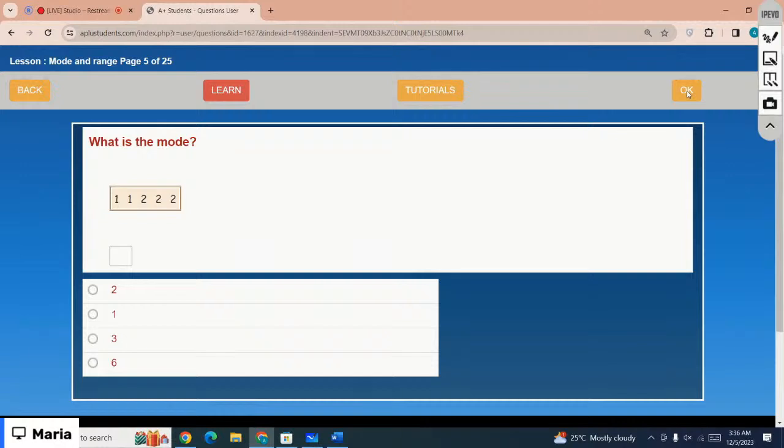The 2 appears 3 times, right? You can see in the data you have just 1 and 2. 1 appears 2 times in the data, and 2 appears 3 times. So 2 is the value that appears the most of the time in the data. So the mod value is 2. Very good. The correct option is 2.